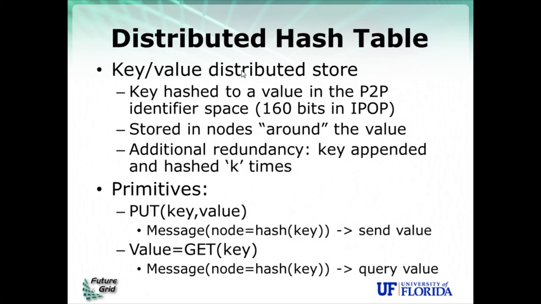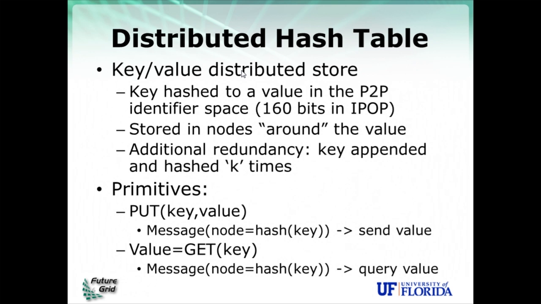And to support additional redundancy, we can append unique values to the key and hash the key multiple times. Let's say if you hash 4 times, you would have a total of 8 replicas of a DHT entry, because you store in 2 nodes around the value of each hashed entry, and if you have k times hashing, you have k times 2, or 4 times 2, entries in the DHT.